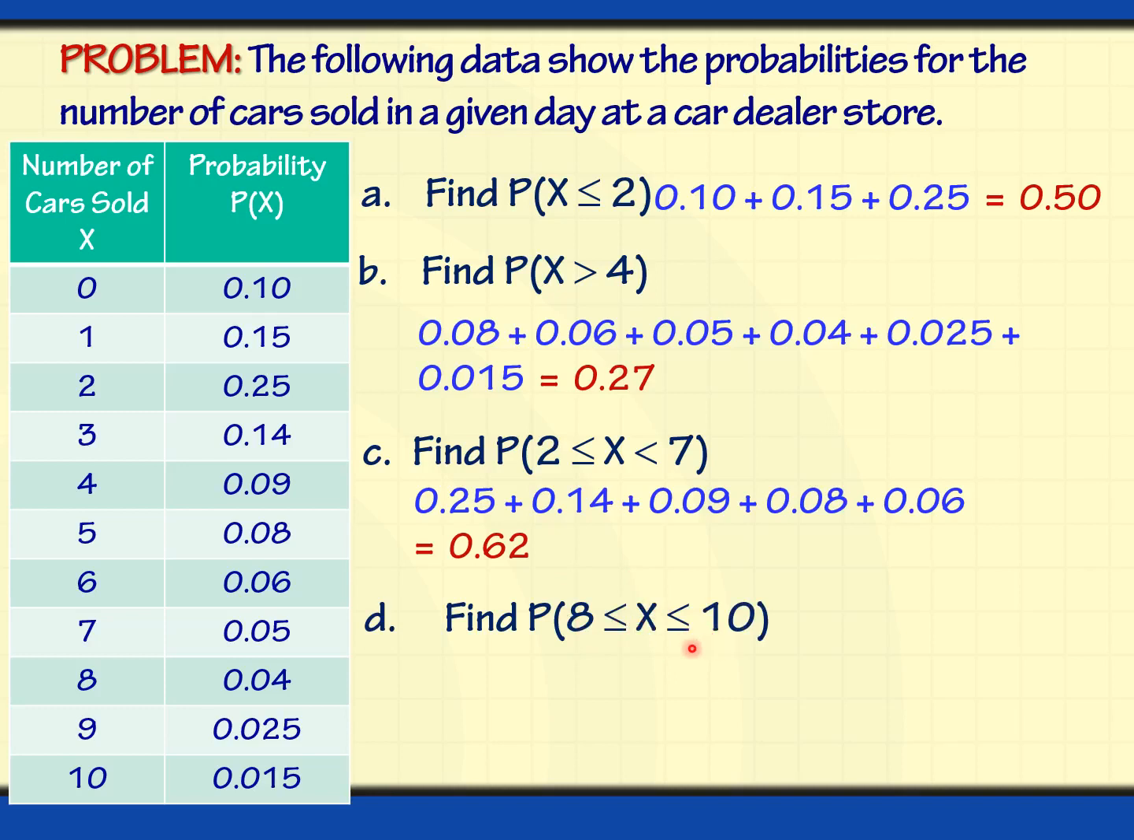Then the last example: find the probability of selling greater than or equal to 8 but less than or equal to 10 cars in that particular day. So, greater than or equal to 8 up to 10. Add these 3: 0.04, 0.025, and 0.015, and that will give us 0.08, or 8%. Did you follow? Okay, so this is an application problem for discrete probability distribution.